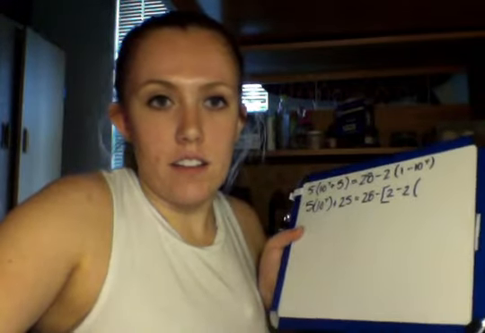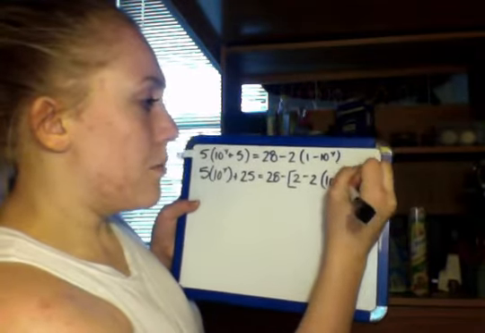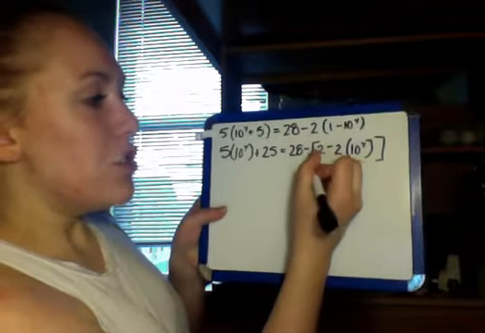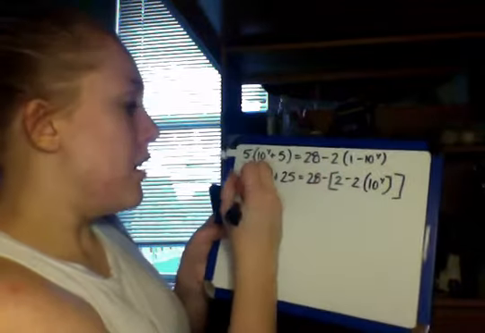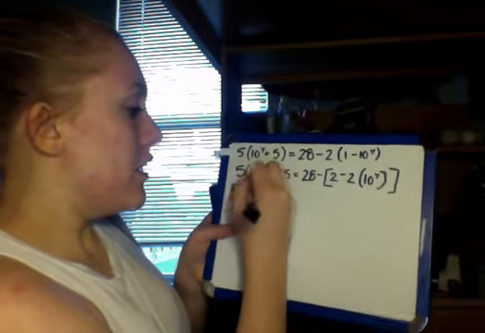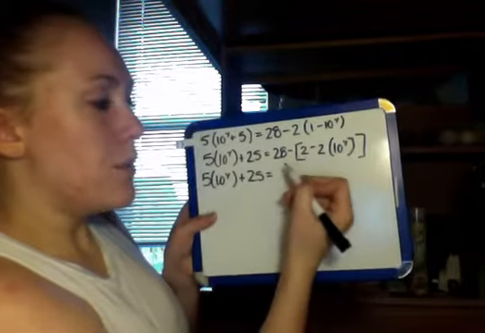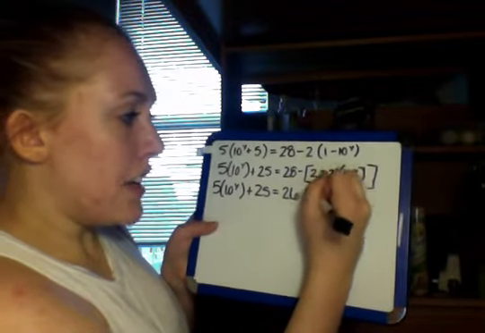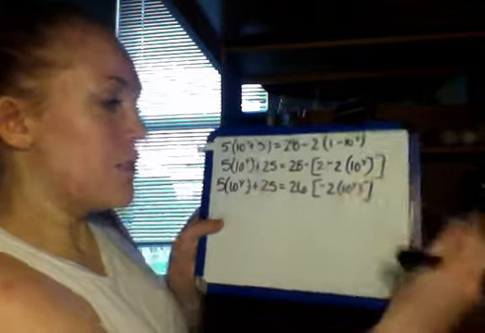Alright. So it's going to look like this. Oh, close bracket. Alright, so this is what it looks like so far. What we're going to do from here is take this 2 out of the brackets. So it's going to be 28 minus 2. That's going to give us 5 to the 10 to the y, let's just rewrite it all. Plus 25 equals 28 minus 2 is going to be 26. And then we're going to keep those in the brackets. Negative 2, 10 to the y, close.